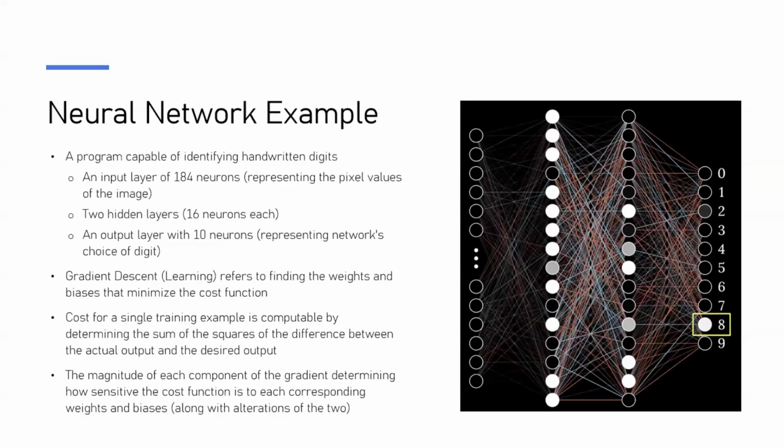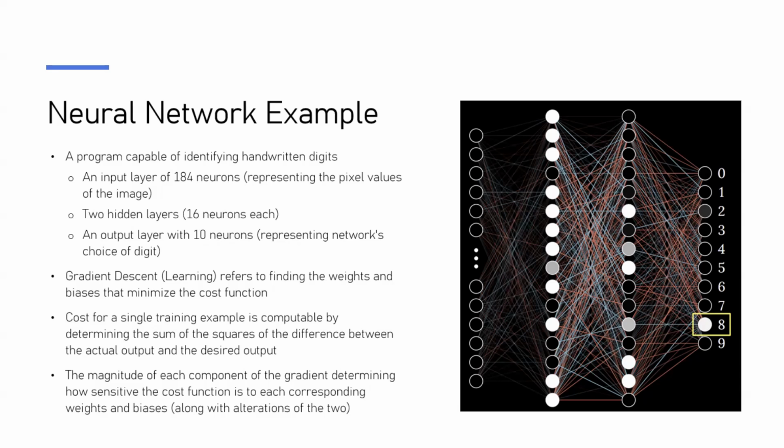Now, in the previous 2 weeks, we were talking a lot about neural networks. And in our example, the neural network that we've been discussing is a program capable of identifying handwritten digits. It has an input layer of 184 neurons, which represents the pixel values of the image, two hidden layers with 16 neurons each, and an output layer with 10 neurons, which represents the network's choice of digit, so 0 through 9. We also discussed gradient descent, aka learning, which refers to finding the weights and biases that minimize the cost function.